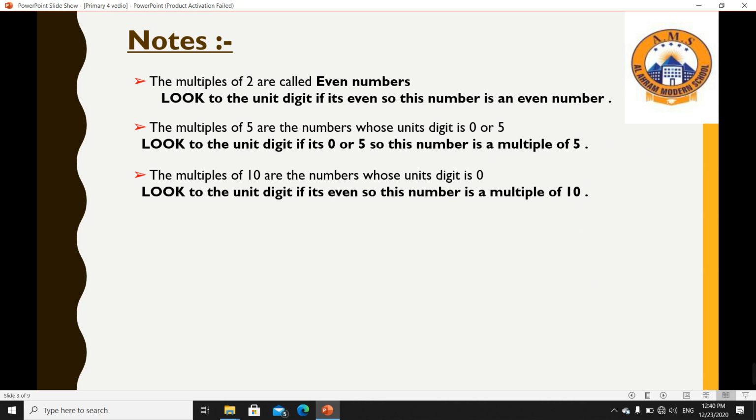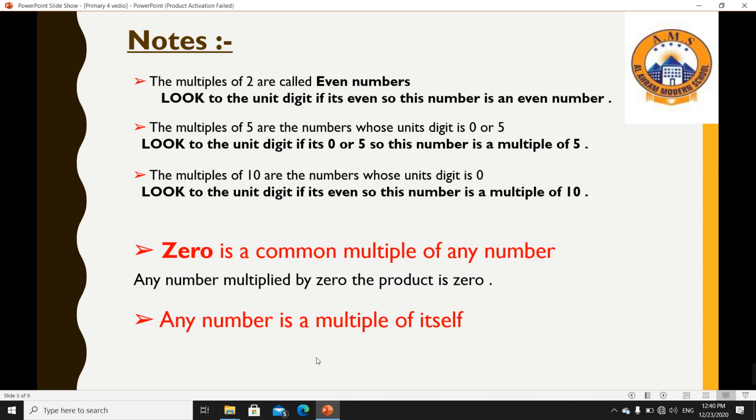Is it easy or difficult? Now, I have 2 important points. You have to study them very hard. 0 is a common multiple of any number. Why? Do you remember when I start any table, I always start with 0. And any number multiplied by 0, the product is 0. So that means that 0 is a common multiple. So if I ask you what is the common multiple of any number, your answer will be 0.